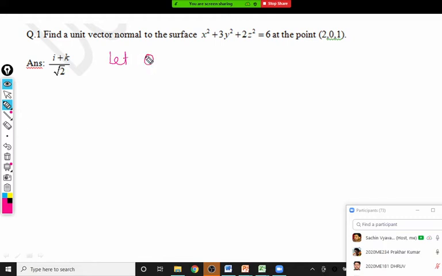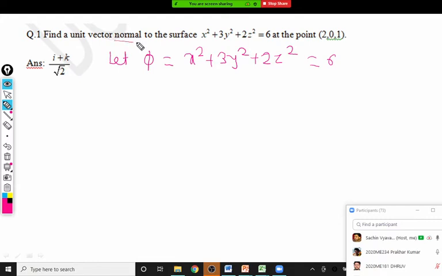First, let us assume this function is phi, so we give some notation there. And remember, all the functions we should write like this: function of x, y, z equal to constant. Only the RHS can be a constant, the RHS is never a variable. That way we should write a surface. So this is our surface equation.